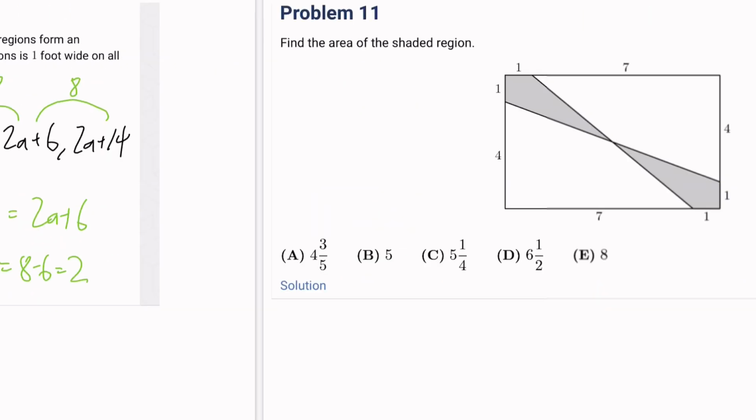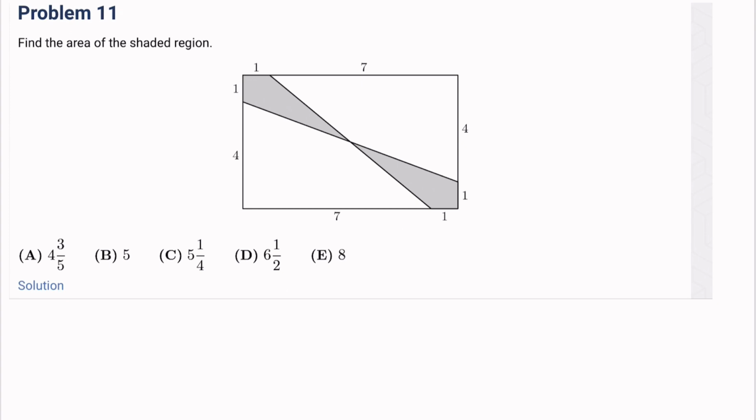The answer is B. Number 11, find the area of the shaded region. Okay, so as soon as you see this, you need to have the instinct to connect the diagonals, because that is the key to solving this entire problem, right? And so if we do that, then obviously we can see that this green area and this green area are the same, and this red area and this red area are the same, right?